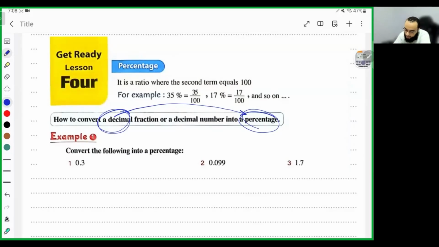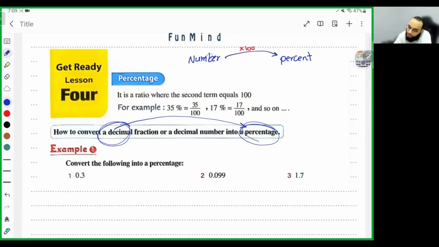Tell me, firstly, if you have any number and you want to convert it into a percent, what do you have to do? You have to multiply by 100. What about if it is a percent and I want to convert it into a number again? Divide by 100. And the number may be decimal, maybe fraction, maybe whole.